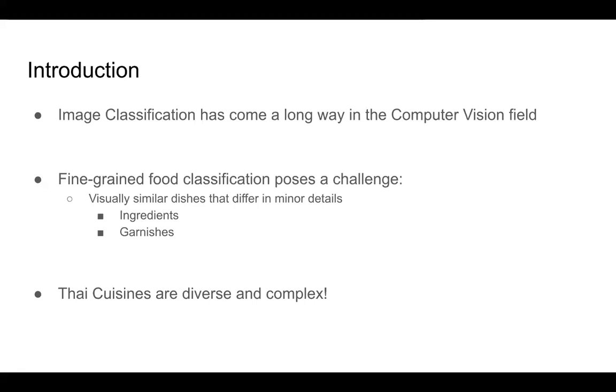Specifically, we are looking into fine-grained food classification because we think it's very challenging. The model has to learn to distinguish between visually similar dishes that differ only slightly in, let's say, ingredients and garnishes. Moreover, we think that Thai cuisines are diverse and complex enough to make this interesting. For example, there is a lot of overlap of ingredients like chili, cilantro, or other garnishes, and it should be very challenging for a model to discriminate those features, and that's even true for humans.